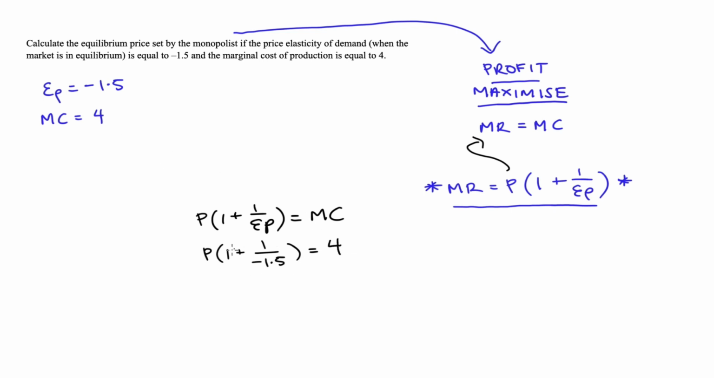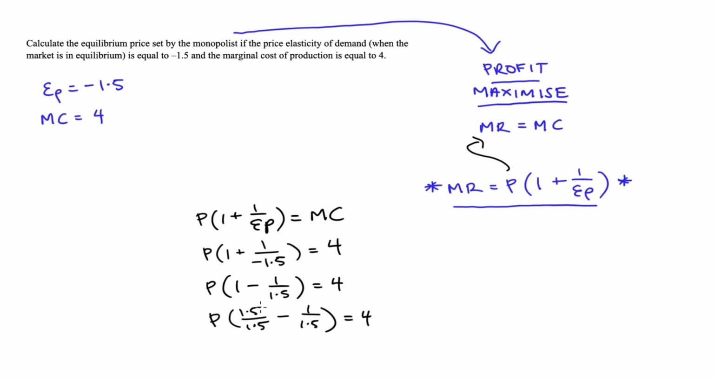I'm then just going to clean up what's happening in this bracket here. The first thing I can do is just pull out that negative. So I get P times 1 minus 1 over 1.5 is equal to 4. In order to do this sum here, I'm going to have to rewrite this number 1 in terms of a fraction where the denominator is 1.5. Then I'll be able to do this subtraction. So here I can just do 1.5 over 1.5, that's equal to 1. So I haven't changed the value of the number here. I'm just writing it in a different way, in a more useful way. Minus 1 over 1.5 is equal to 4.